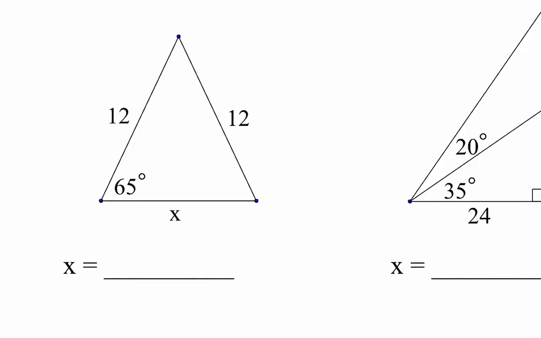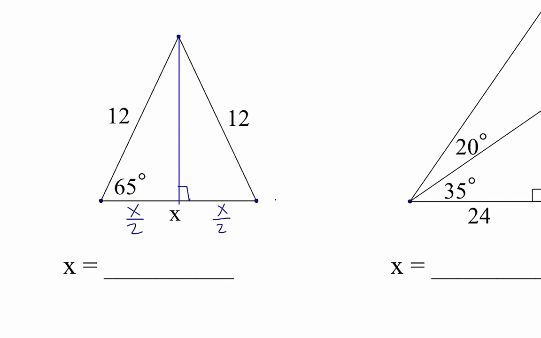In our next example, we're trying to find the base of an isosceles triangle that has legs of 12 and base angles of 65. The way that it's drawn, there's nothing that I can do, but remember, when you draw an altitude in that right triangle, it's going to cut that base in half. So this would be x over 2, and this would also be x over 2.